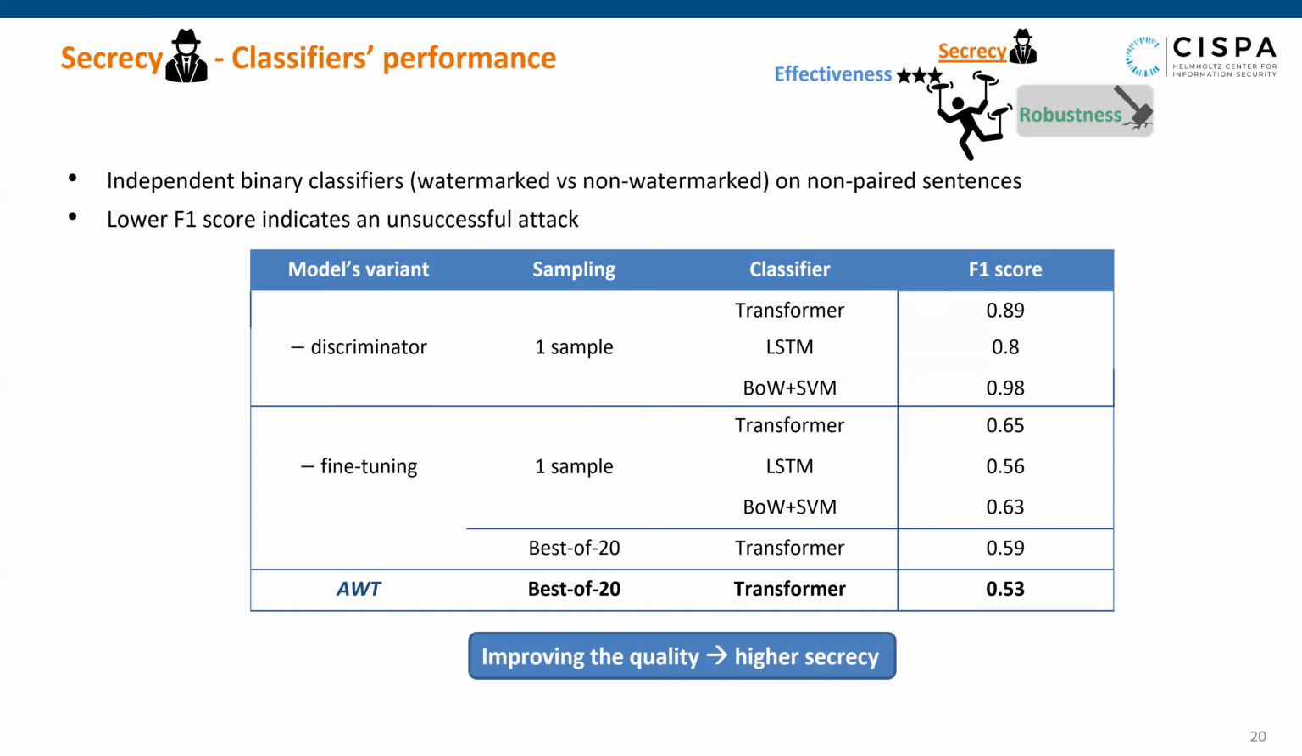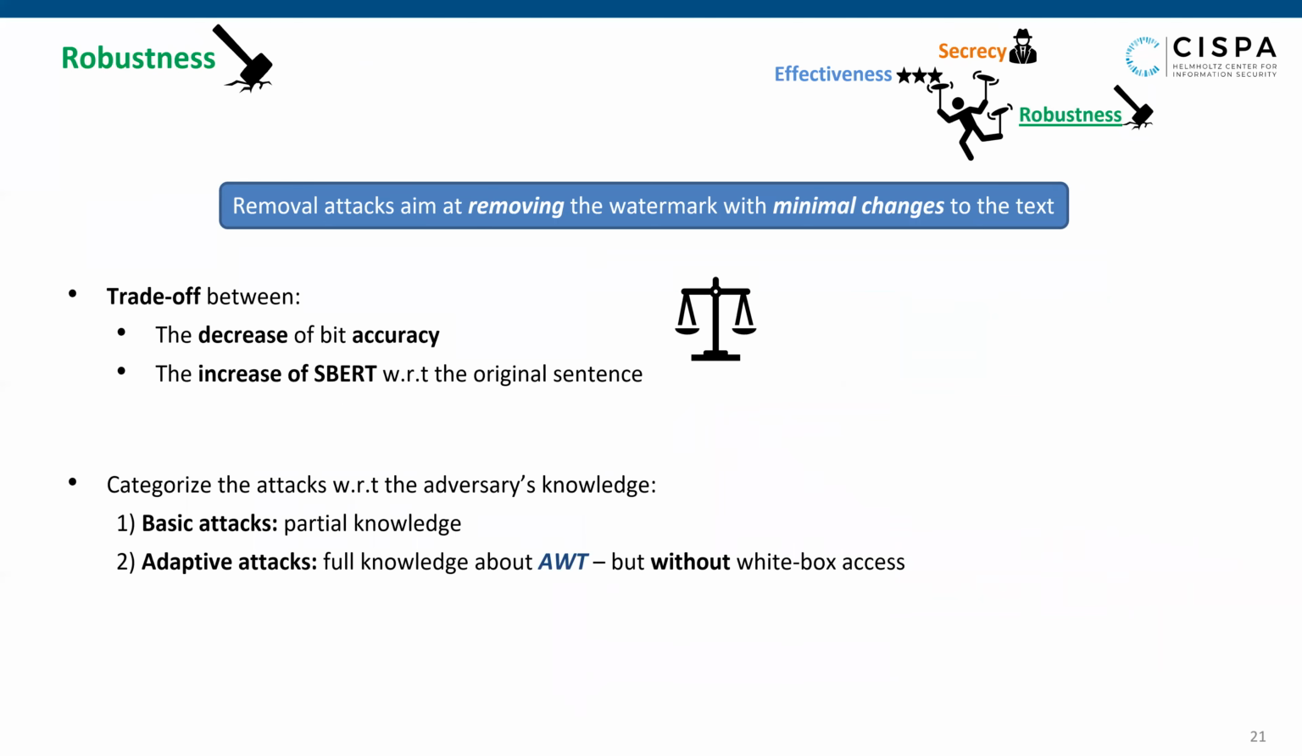Increasing the naturalness of the watermarks helps to have higher secrecy. Therefore, the full model had a close to random chance F1 score, as required. We then examine the robustness of watermarks.